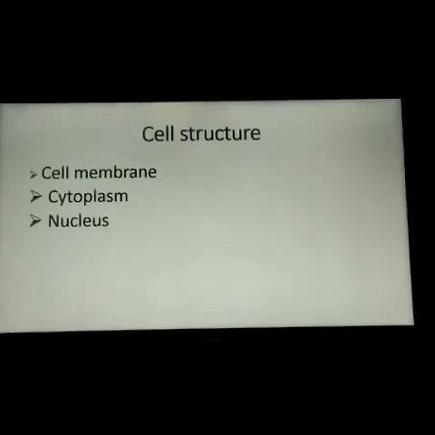And now let us see the cell structure. There are cell membrane, cytoplasm and nucleus. These are all the important components or important cell structures. Okay, cell membrane, cytoplasm and nucleus.